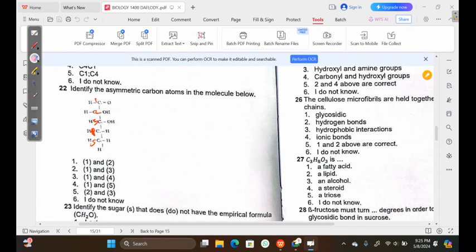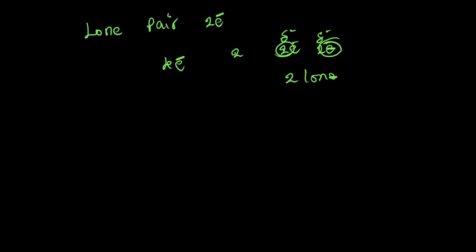First we have to understand what an asymmetric carbon is. Let me use a different term. Have you heard of a chiral atom or chiral carbon? So a chiral atom or chiral carbon is an atom that is attached to 4 different molecules.